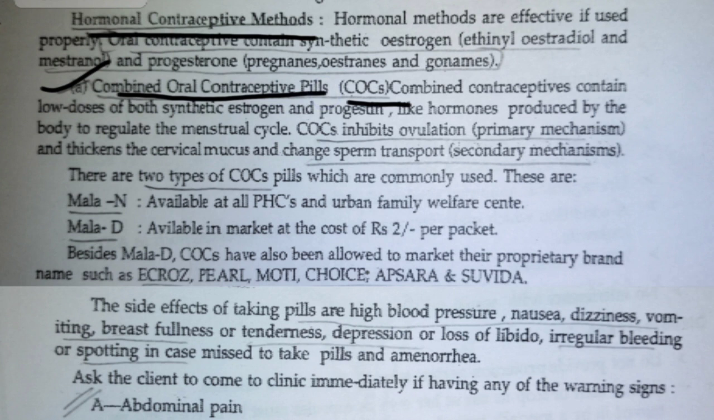These pills are made up of a combination of estrogen and progesterone. Together, one pill is made. How does it work? Primarily, it will inhibit ovulation. It will stop the production and release of the egg. And secondly, it will stop the entry of sperm inside the uterus. It will block the way.